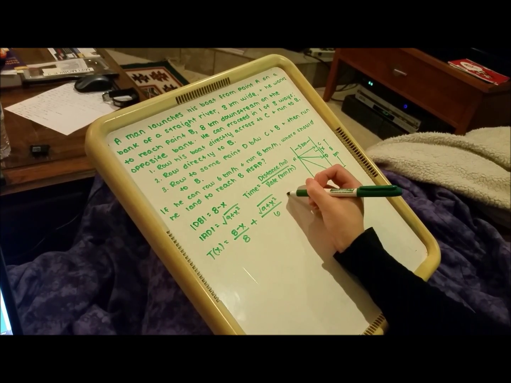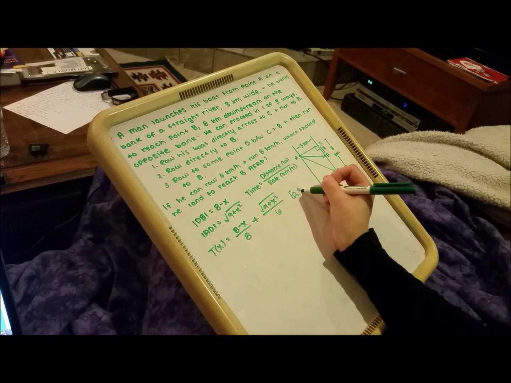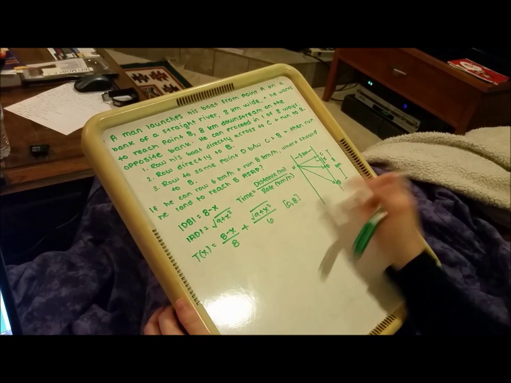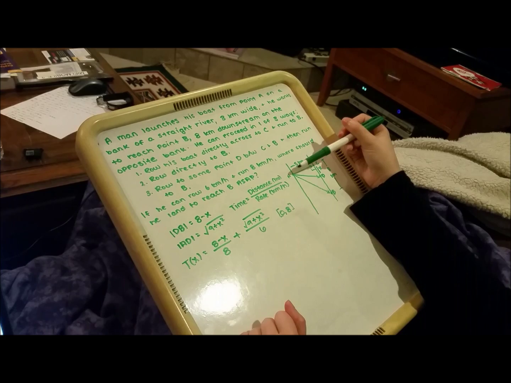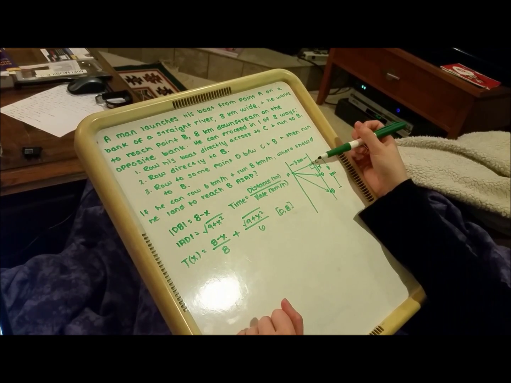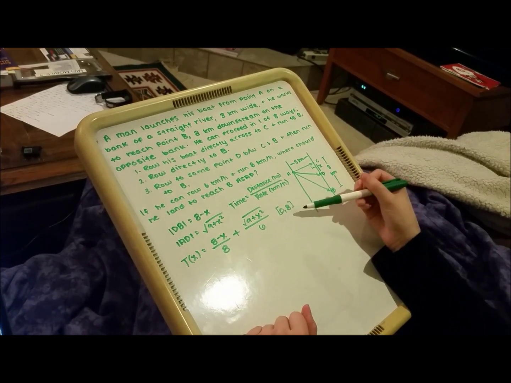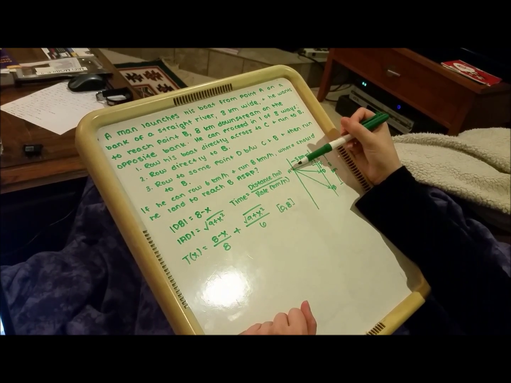Our domain here is going to be 0 and 8 on a closed interval, because if we plug in 0 here, that will just mean that he rowed from point A to point C and ran to point B, and if we plug in 8, that'll just mean that he rowed from A to B.